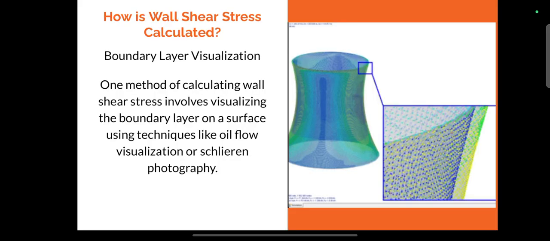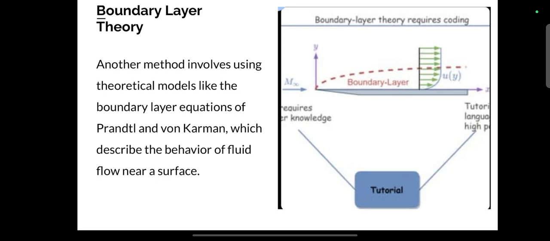How is wall shear stress calculated? There are multiple methods. The first one is boundary layer visualization. One method of calculating wall shear stress involves visualizing the boundary layer on a surface using techniques like oil flow visualization. The second one is boundary layer theory.